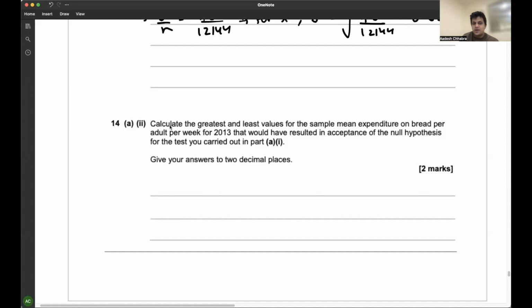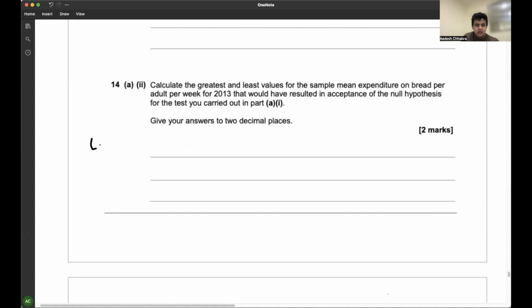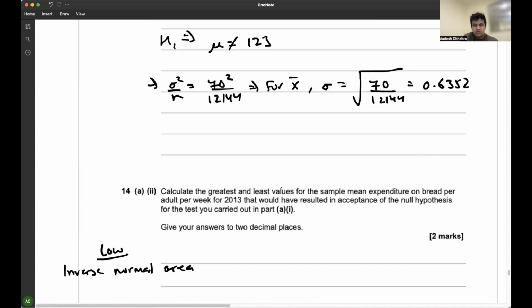For 14AII, we've been asked to calculate the greatest and least values for the sample mean expenditure on bread per adult per week for 2013 that would have resulted in acceptance of the null hypothesis for the test you carried out in part AI. We have to give our answer to 2 decimal places. So what we can do is take our lowest value here, and go ahead and use our inverse normal method. Our inverse normal area would be equal to the lower tail that we took in the previous part, which is 0.025.